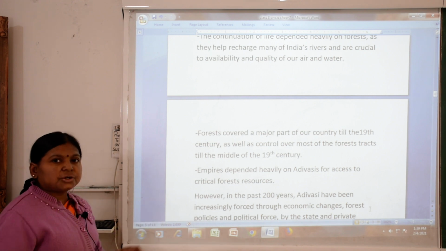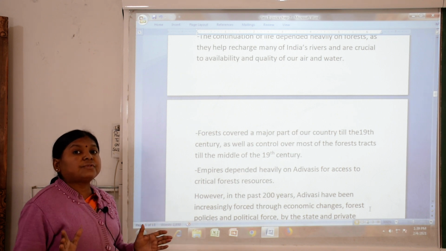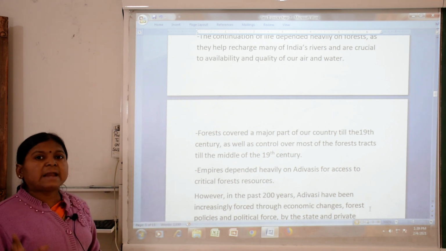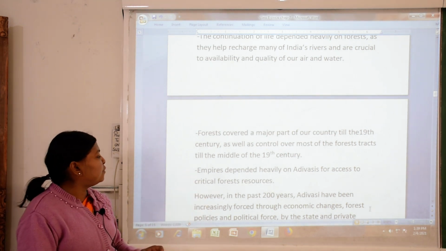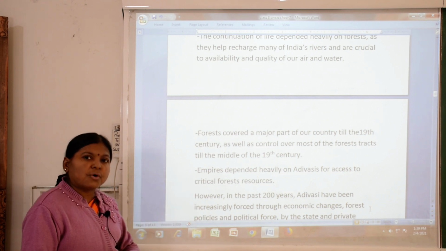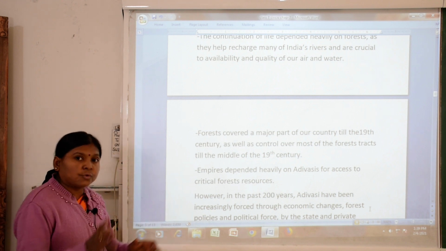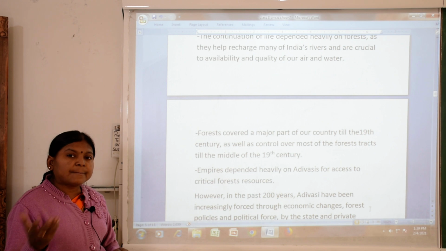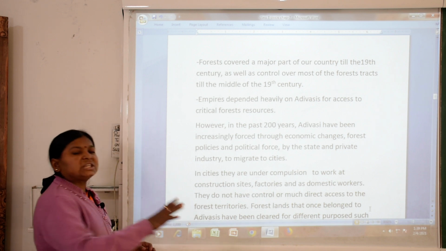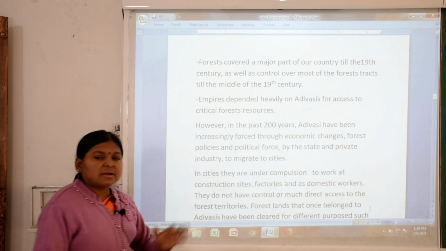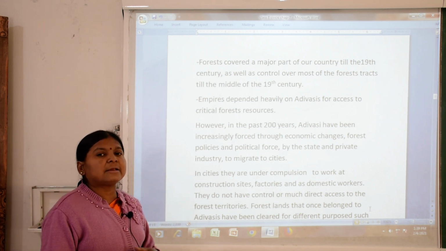Forest covered a major part of our country till the 19th century, and these peoples controlled most of the forest tracts till the middle of the 19th century. Empires depended heavily on these peoples to access critical forest resources. However, in the past 200 years, they have been increasingly forced through economic changes like forest policies and political force to change their lives. Because of the state and private industries, they have to migrate to the cities. That is the biggest reason for the change.